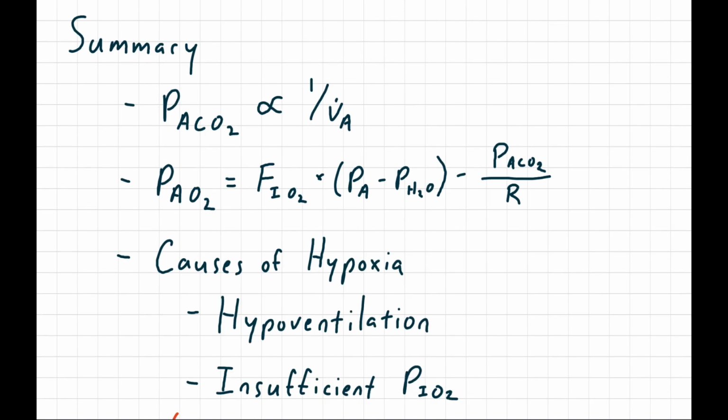All right, let's sum up. Our goal in this lecture and the next is to understand the causes of hypercarbia and hypoxemia so we know how to correct them with a ventilator. This time, we prove that alveolar partial pressure of carbon dioxide is inversely proportional to the alveolar minute ventilation. We derive the alveolar gas equation, which tells us that the alveolar partial pressure of oxygen is equal to the inspired oxygen fraction times the alveolar pressure less the vapor pressure of water, minus the alveolar partial pressure of carbon dioxide divided by the respiratory quotient. And finally, we looked at the two causes of hypoxemia that come directly from the alveolar gas equation, namely hypoventilation and insufficient inspired oxygen.